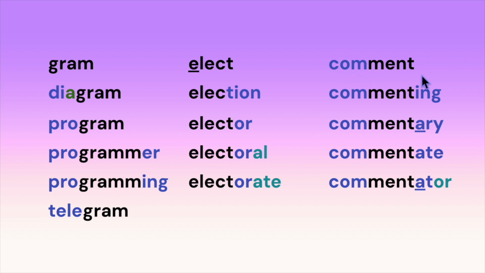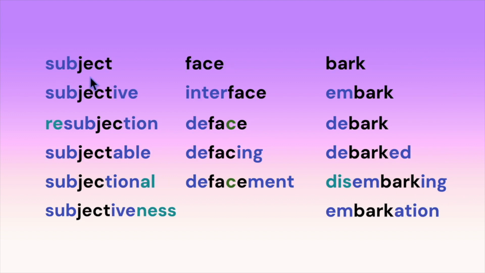Here we have a root comment, which has a prefix com in it. Commenting, commentary, note the long A. Commentate, commentator. Here we have a root subject, which has a prefix in it. Subjective, resubjection. What does that word mean? It doesn't matter. You can read it even if you don't know what it means.